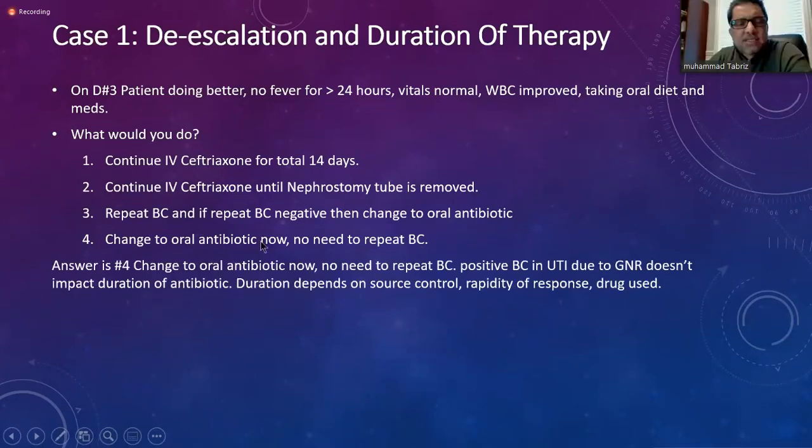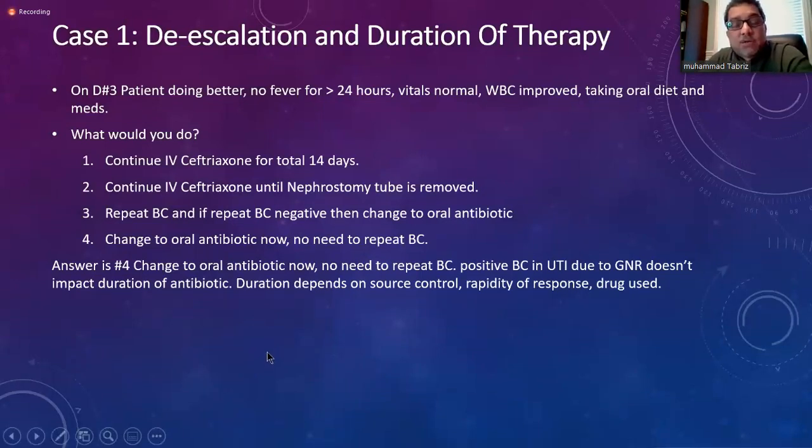The reason I said if you need to repeat blood culture: for gram-negative organisms, it is not necessary to repeat blood culture, especially in urinary tract infection or intra-abdominal infection. The reason is if you control the source and quickly treat the source, it is very unlikely or less likely to cause persistent bacteremia, as opposed to gram-positive organisms such as Staph aureus. We'll talk about it sometime later on.